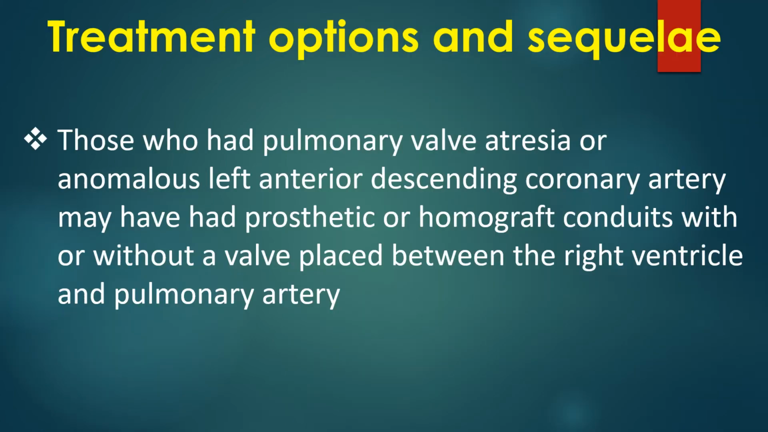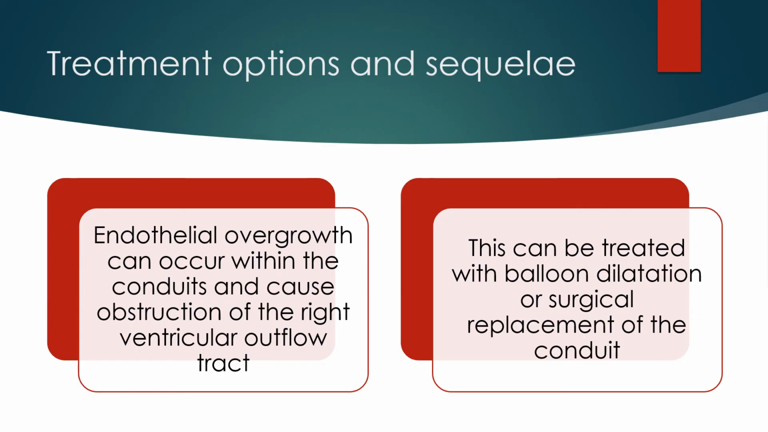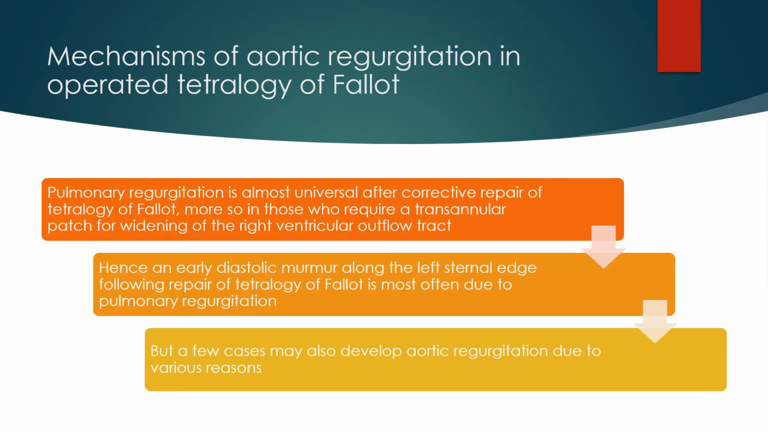Those who had pulmonary valve atresia or anomalous left anterior descending coronary artery may have had prosthetic or homograft conduits with or without a valve placed between the right ventricle and the pulmonary artery. Endothelial overgrowth can occur within the conduit and cause obstruction of the right ventricular outflow tract. This can be treated with balloon dilatation or surgical replacement of the conduit. Pulmonary regurgitation is almost universal after corrective repair of tetralogy of Fallot, more so in those who require a transannular patch for widening of the right ventricular outflow tract.